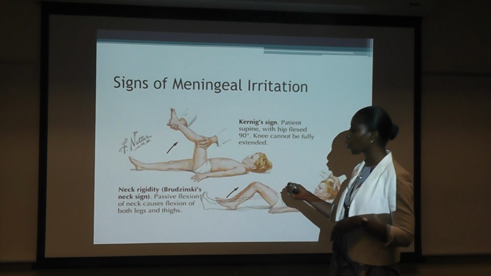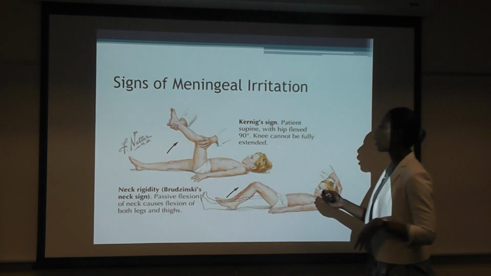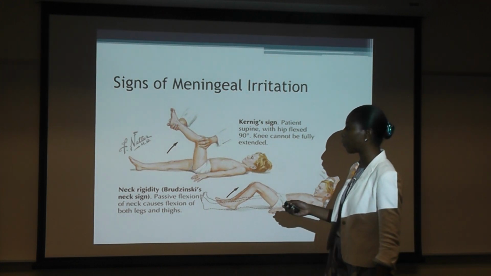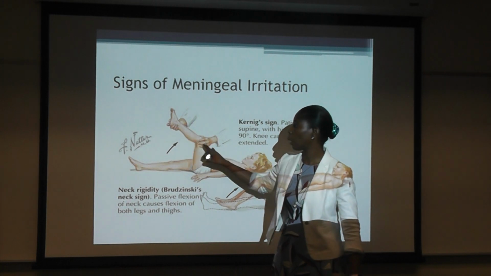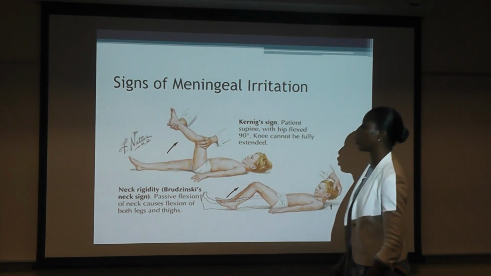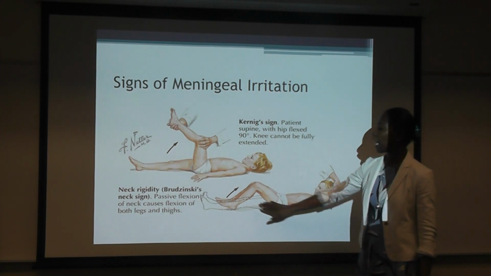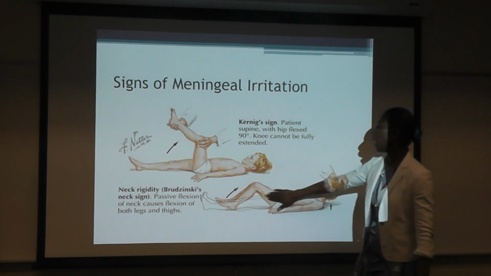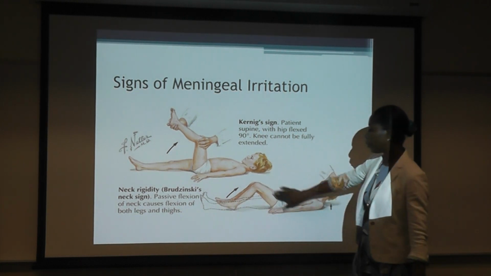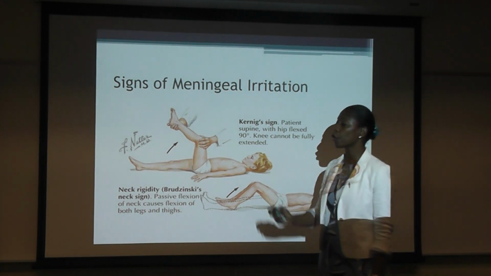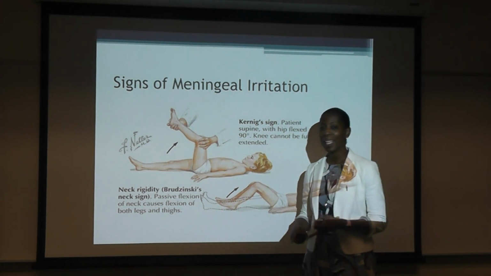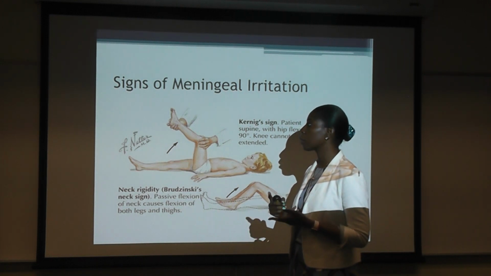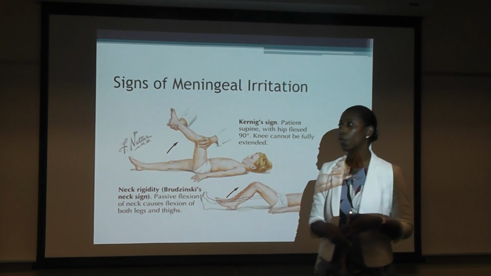They can have Kernig's or Brudzinski's sign. Kernig's sign, you have the patient lay down supine, you're going to flex the hip, and then you re-extend the leg after. So when they flex the hip, they're going to try to extend the leg and won't be able to do it. In Brudzinski's, they're going to lay flat on the bed, and then you're going to pull that person's head up, and their legs are going to go from straight to flexed. Okay, and that's Brudzinski's versus Kernig's. You're going to see this in meningitis, you can see it in encephalitis, you can see it in subarachnoid hemorrhages, okay, in these patients.